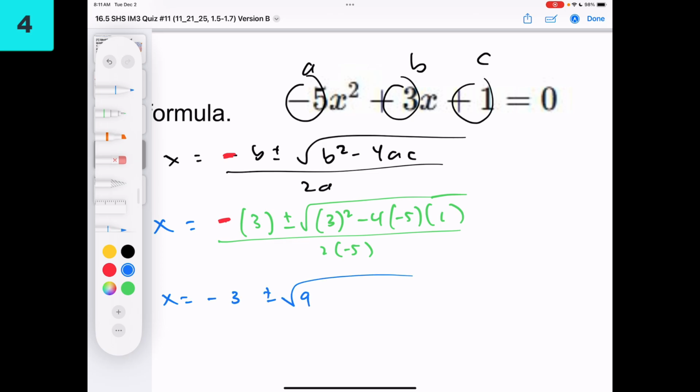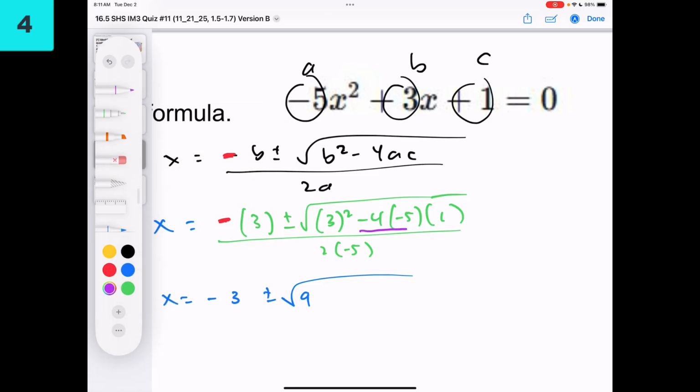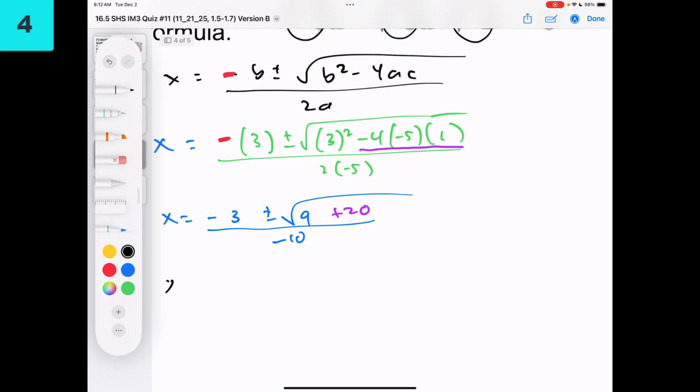Okay, this part I'm going to slow down because I feel like a lot of students miss this one. So -5 times -4 times 1 is plus 20. And notice there I have a plus sign. The denominator is -10. So your answer is -3 plus or minus the square root of 29 over -10.